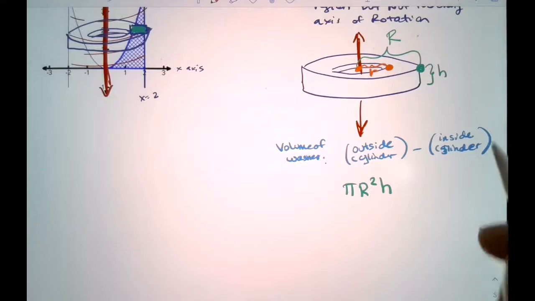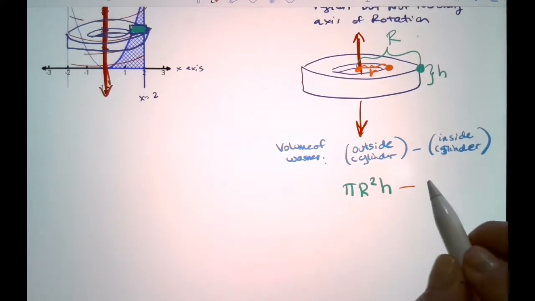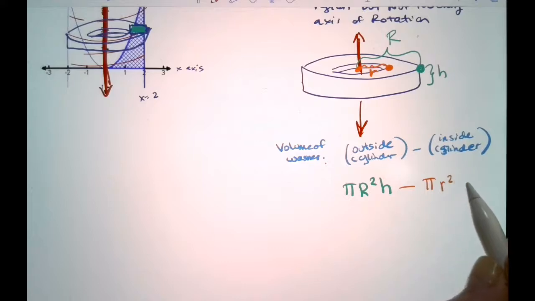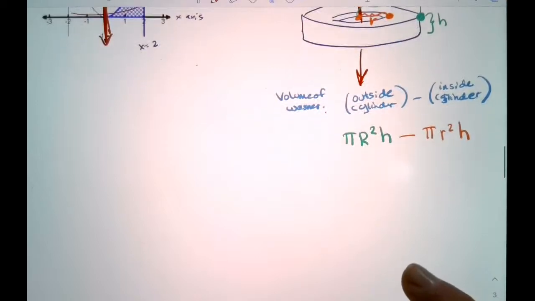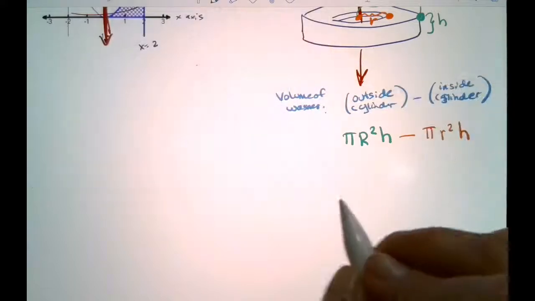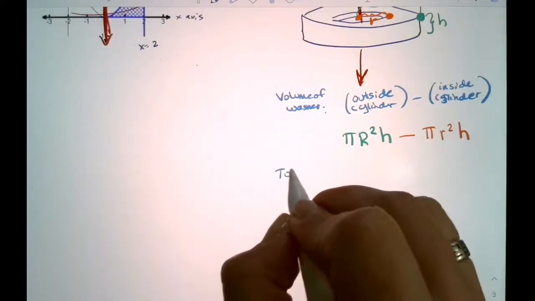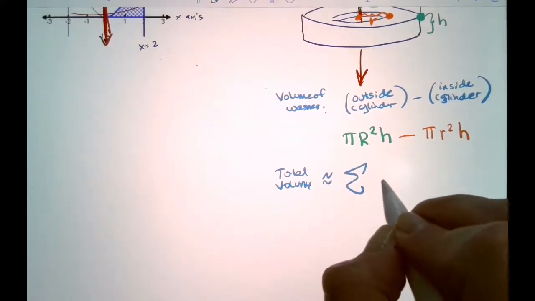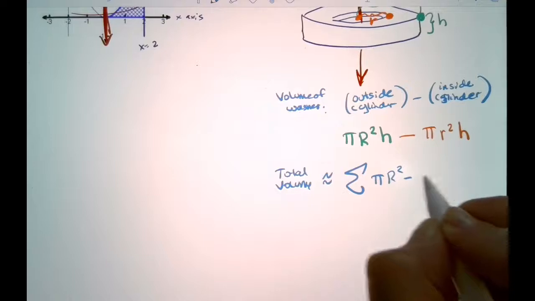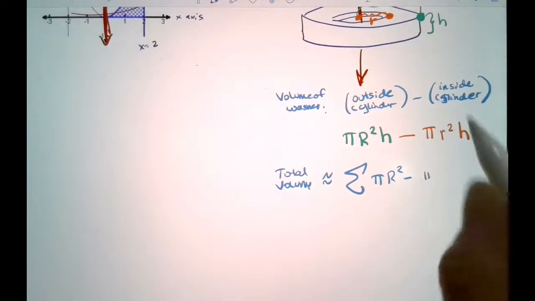So what I'm going to do is subtract pi little r squared times h. That would be the volume of that one concrete washer. I'm going to go through the motions. If I really wanted to approach this volume with a Riemann sum approach, I could certainly do that. I could approximate my total volume by adding up a bunch of these volumes of washers.